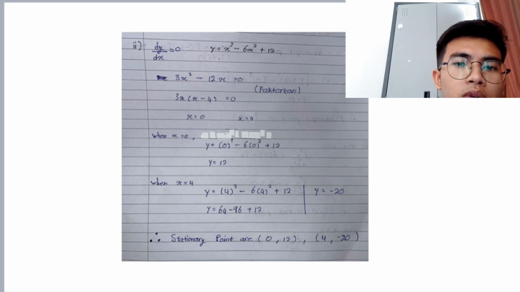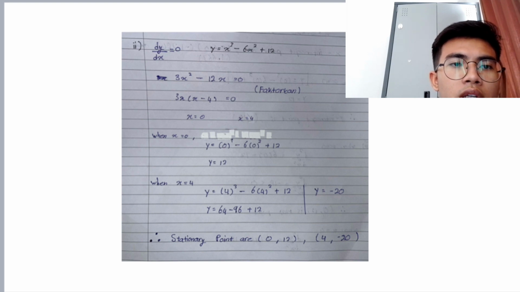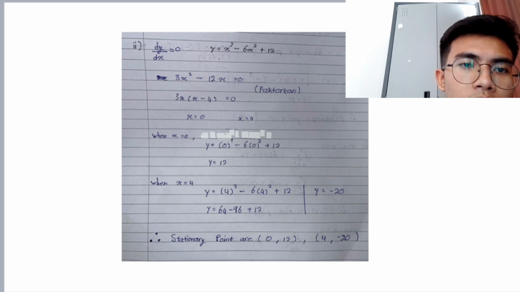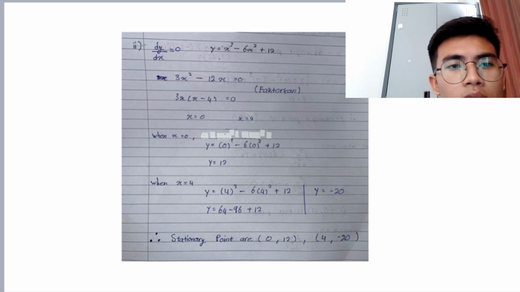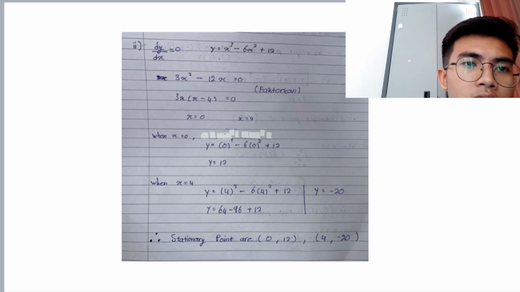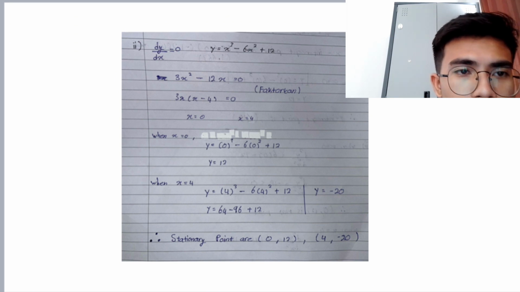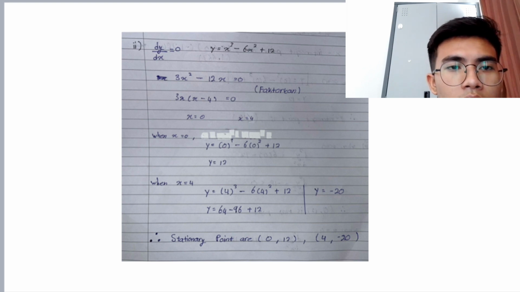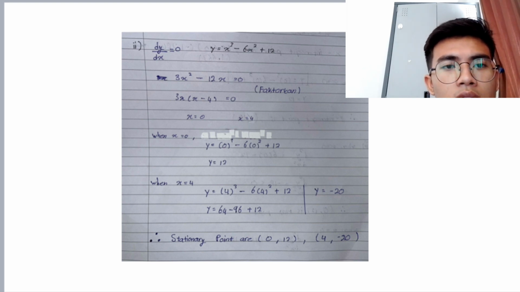And we will solve the problem, and we will get x1 equal to 0. After that, we're going to find x2. What we have to do for x2 is factorize the answer from D1, and we will get 3x in the bracket x minus 4 equals 0. So when we solve the question, we will get x2 equal to 4.